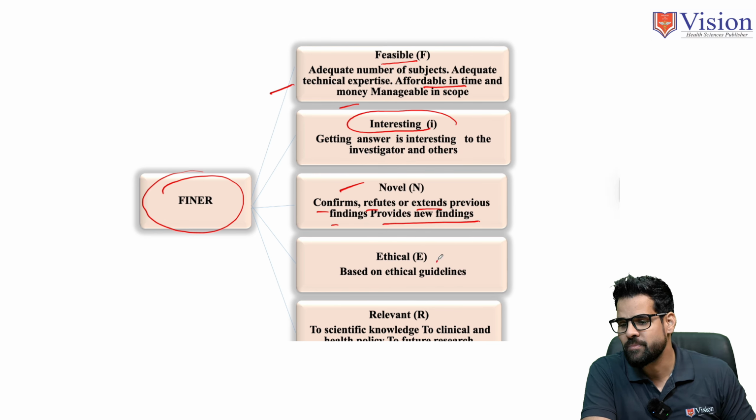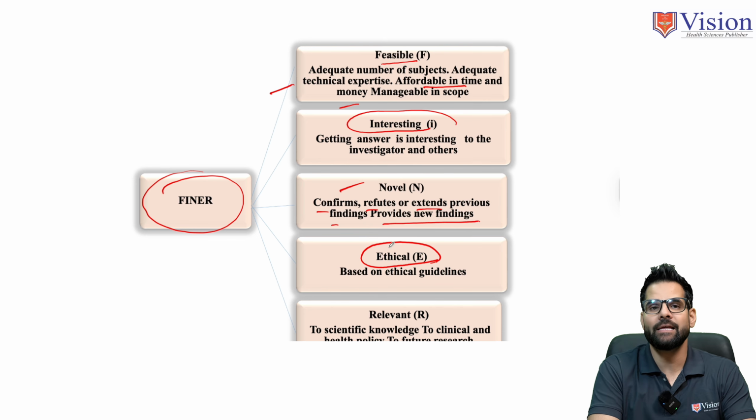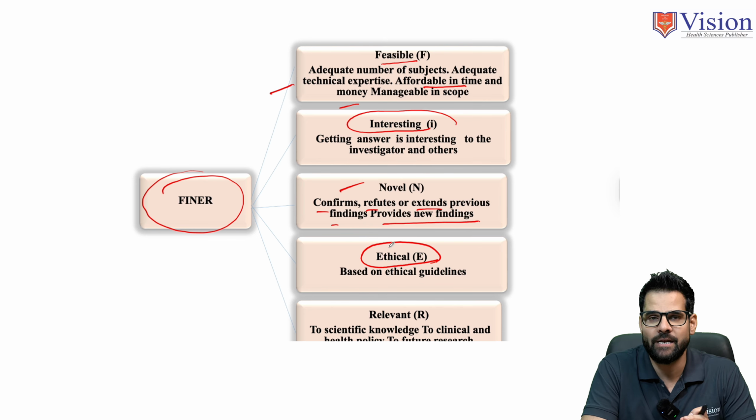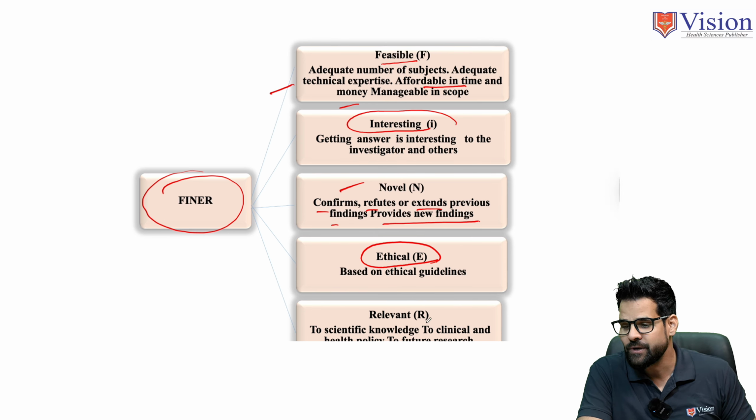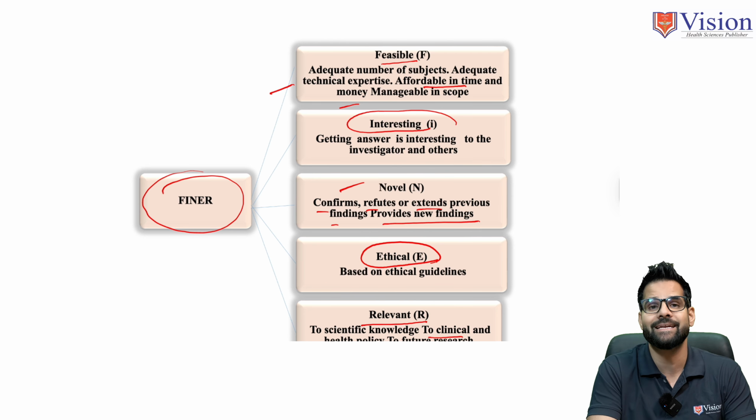Then of course it should be based on the ethical guidelines. Any research, whether it is relevant or current or feasible, this is one of the important criteria to be considered. The research should not cause any kind of harm to your subject or, in a larger context, to the society. Then the last point is relevance to the scientific knowledge, to the clinical and health policy, and to future research. In what way is it relevant?